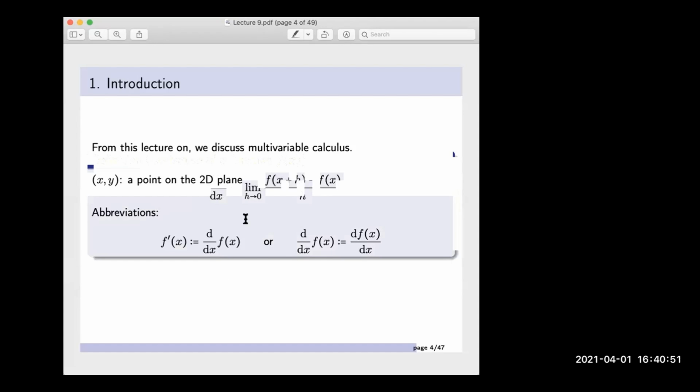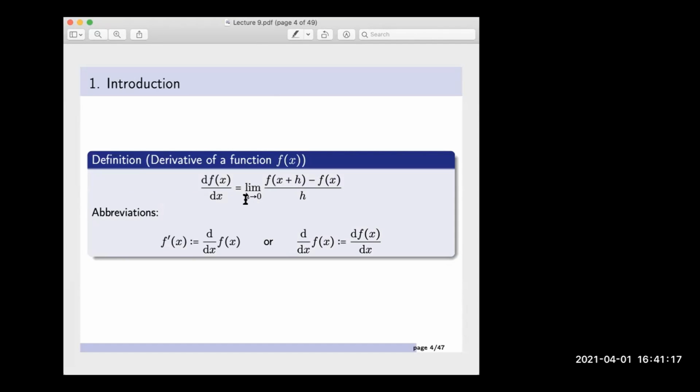You recall that you have learned the derivative of a function. The derivative of a function is simply defined as the rate of change of the function: the change of function value divided by the change of variable. For example, if the variable changes by h, the function value changes by the upper side. The ratio is the rate of change. And this rate of change, when h tends to 0, is called the derivative. It's the instantaneous rate of change.